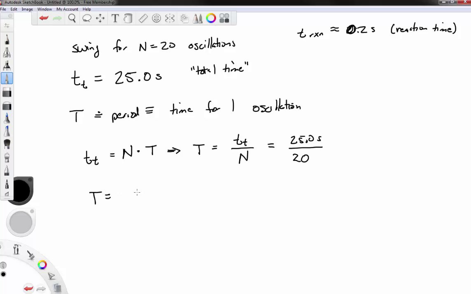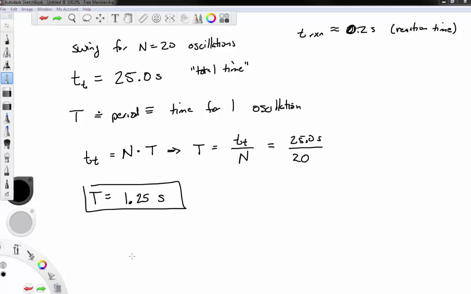T therefore is 25 over 20. So how many times does 20 go into 25? Well, you can use your calculator or you can do long division or what have you. You can see that it goes one whole time and then there's a remainder of 5. 5 is a quarter of 20 because 5 goes into 20 4 times. So that means that 20 must go into 5 a quarter of a time. And so your period must be 1.25 seconds for this little example.